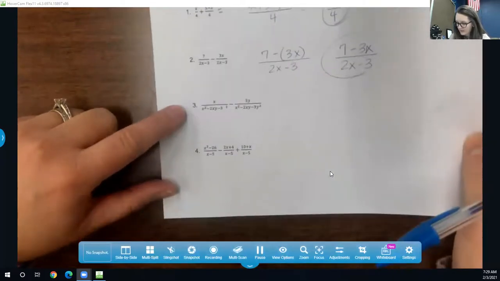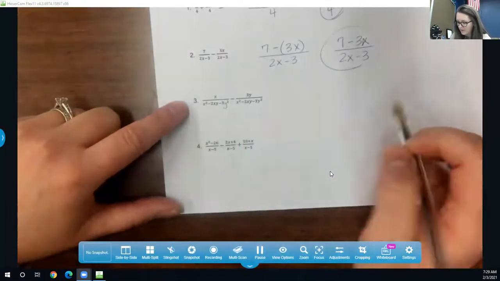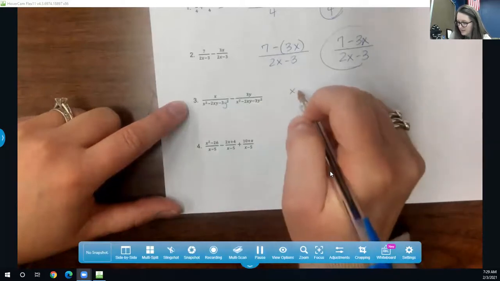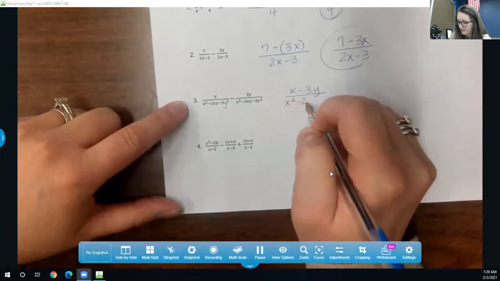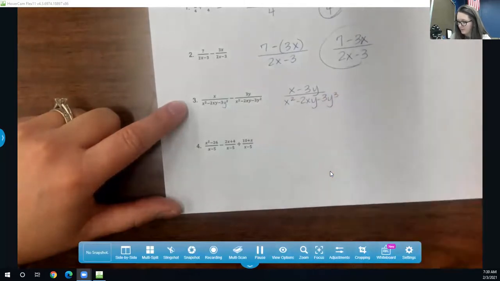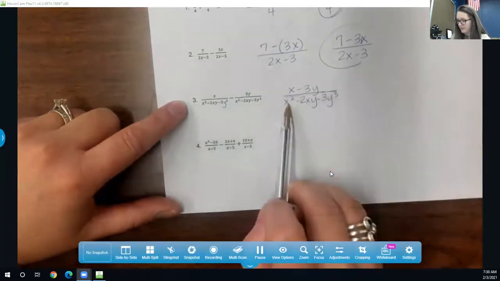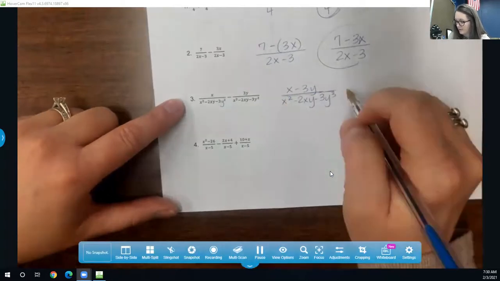Let's look at number 3. I think this is supposed to be a y here. I wonder why it didn't print. We have like terms. They're the same. So I'm going to say x minus 3y divided by x squared minus 2xy minus 3y squared. So let's see if we can simplify this after I subtracted. Let's see if I can simplify or factor in the bottom.